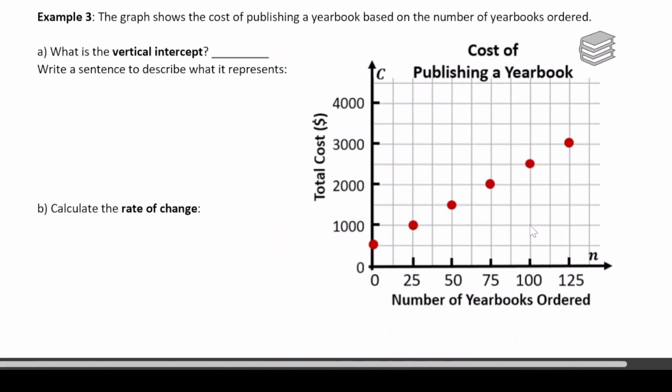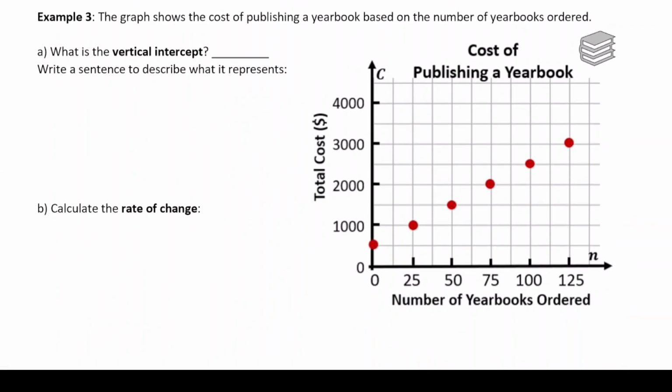One more here. We have a third example. So this looks like it's a cost of publishing yearbook. I have number of yearbooks ordered here, and then the total cost along the y-axis. Okay, so vertical intercept, that's occurring right here, y-intercept. And it's halfway between 0 and 1,000, so that would be at 500. And the units here are dollars, so it'd be $500. So it looks like if I order no yearbooks at all, that's my starting cost.